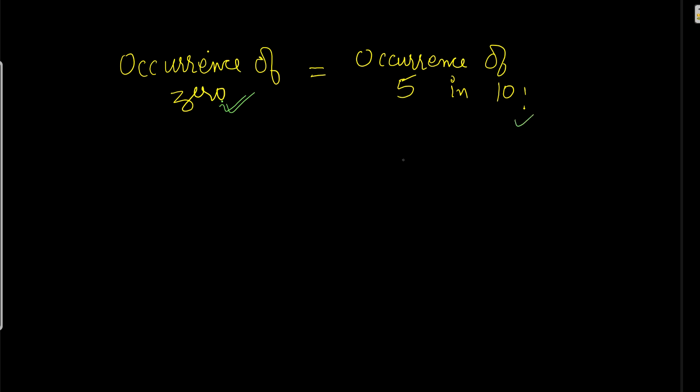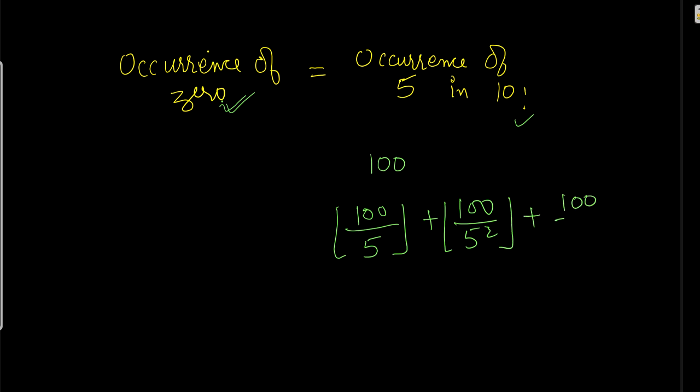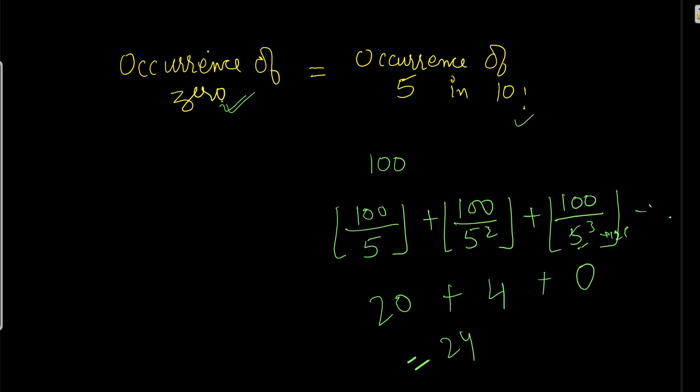Now if I need to calculate for 100, how can I calculate? 100 by 5 floor plus 100 by 5 square floor plus 100 by 5 cube floor, till the value goes here. It is 125. The denominator value is greater, so this will be 0. 100 by 25 will be 4. 100 by 5 is 20. So this value will be 24.